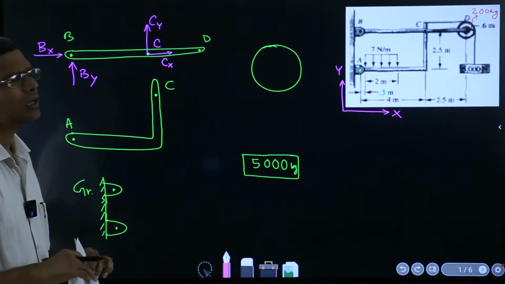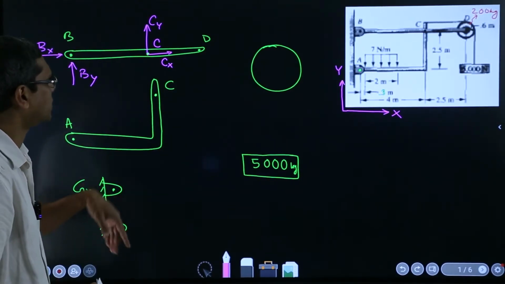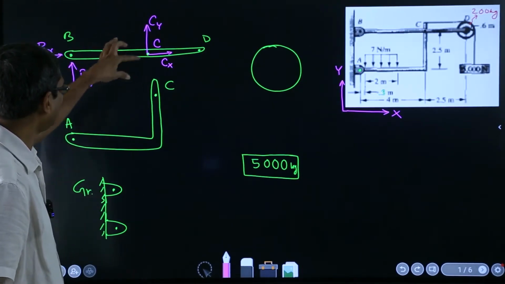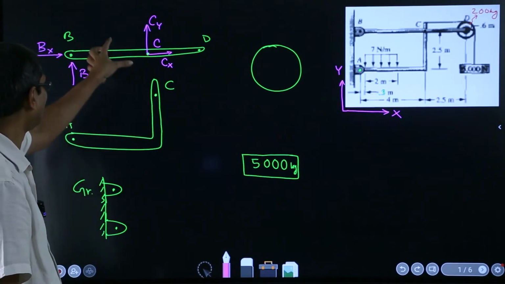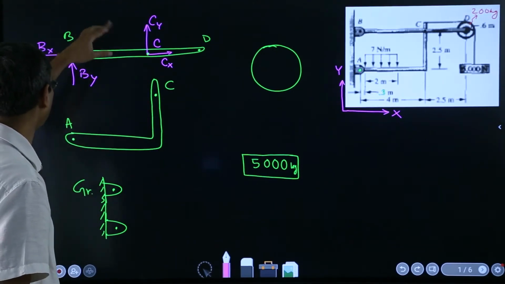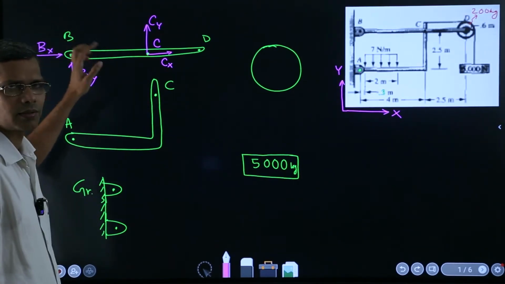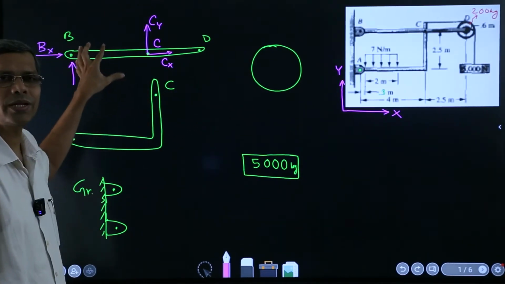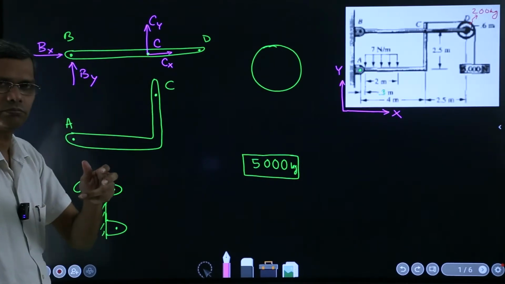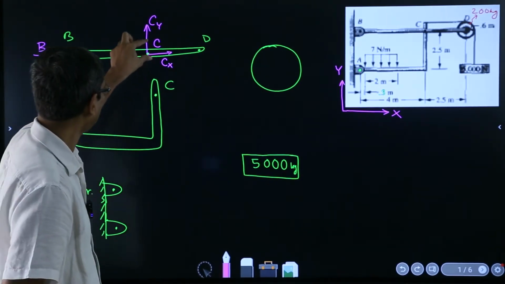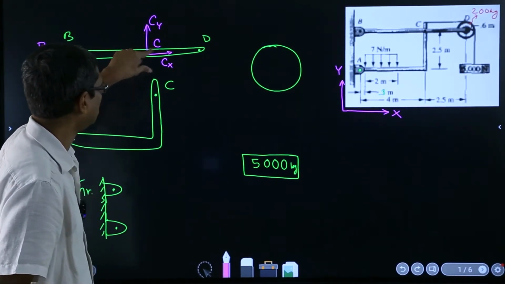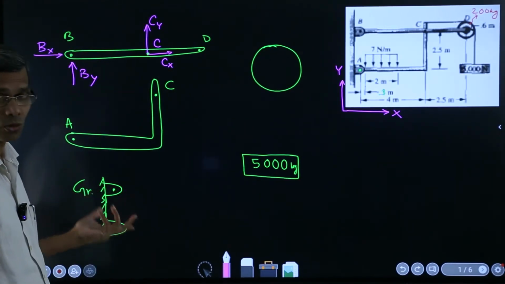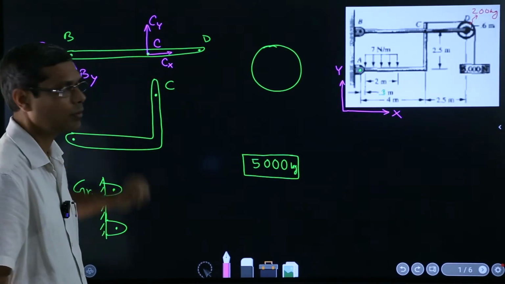Okay, and then you should also ask about a rotation. You could have asked here also: if I try to rotate you about this point, will it react? The answer is no, because it's a completely frictionless pin joint. Similarly, if I rotate you about this point C, will the pin joint react? The answer is no. So you won't put any moment over here.